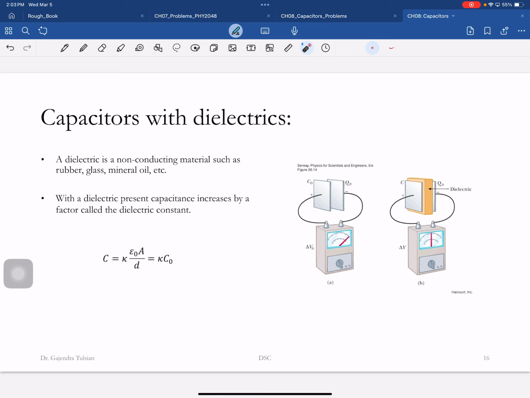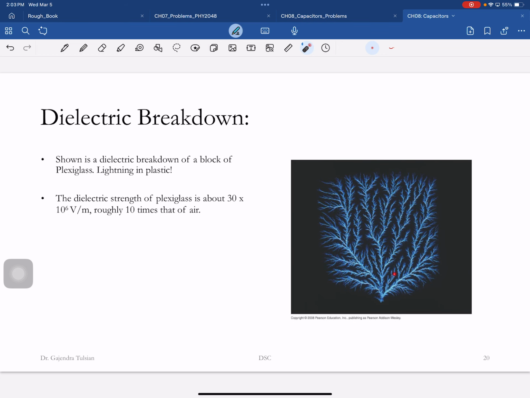3 times 10 to the 6. Very good. 3 million volts per meter. So let's say we put plastic. Do you guys know what this is? This is lightning in plastic. You throw electrons in a block of acrylic and hit it with a hammer, it creates that? No, this is lightning in this plastic. To create lightning in this piece of plastic, you need 30 million volts per meter, 10 times greater.